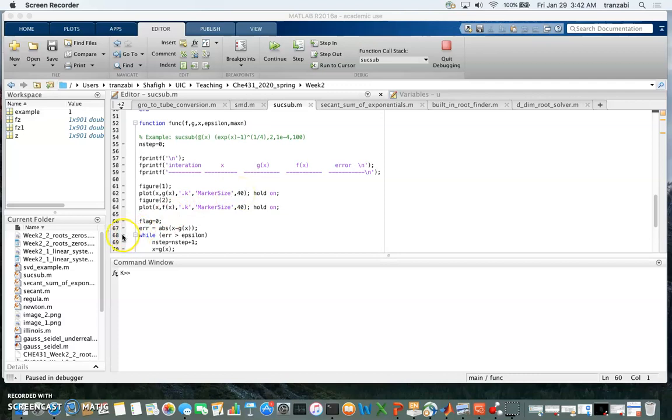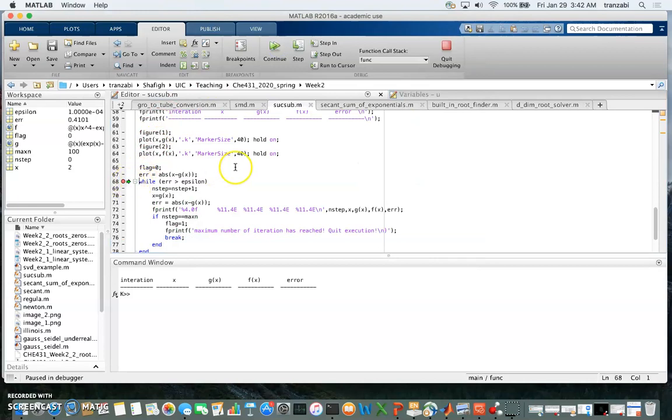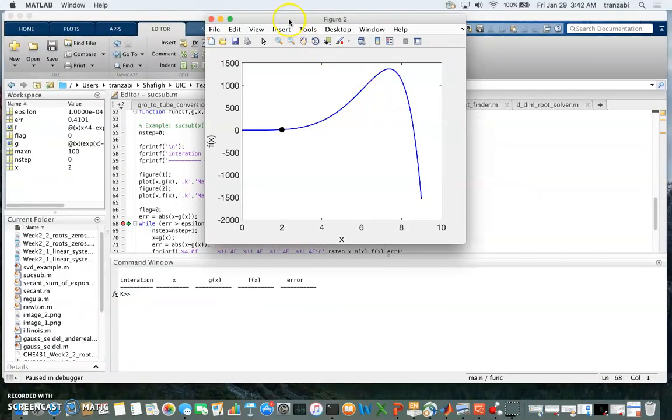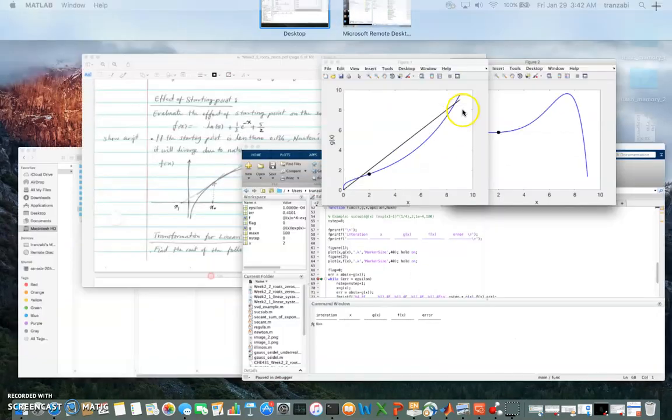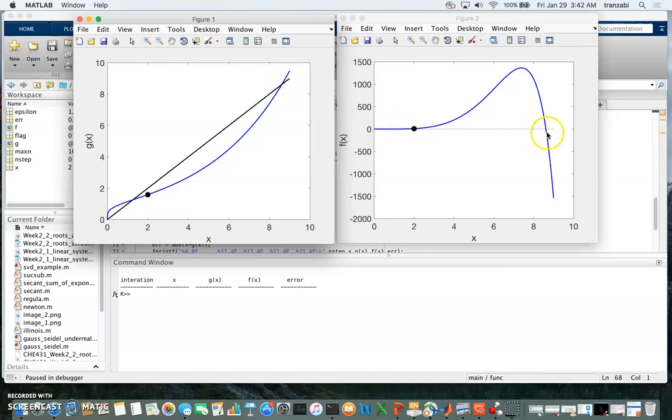So if I put a breakpoint here and run the code, you should see this is window 2. This is window 1. And you see that this is the initial guess. It's a black dot right here. So this is g of x, this is y equal x, and the intersection is the point where the 3 points that intersect. 1, 2, 3 correspond to 3 points here. There's 1 point here. The root is difficult to see. There's another one here, and then the last one is right here. So 3 points or 3 roots.